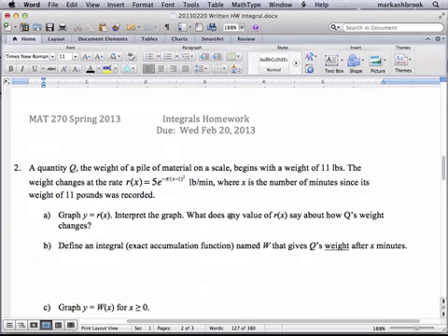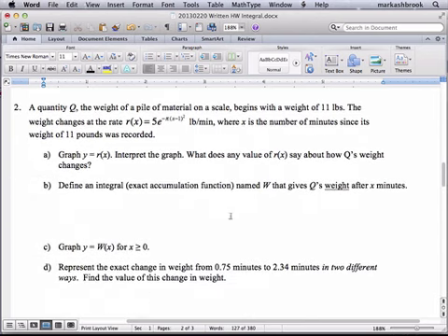Okay, how about number two? So back to our weight. This is the same one that we worked on in class a couple times. So let's write the exact accumulation function of weight. Now I'm telling you the weight begins at 11 pounds.